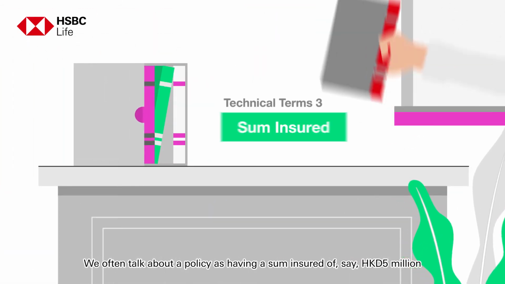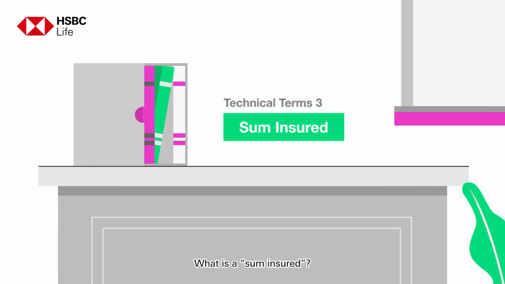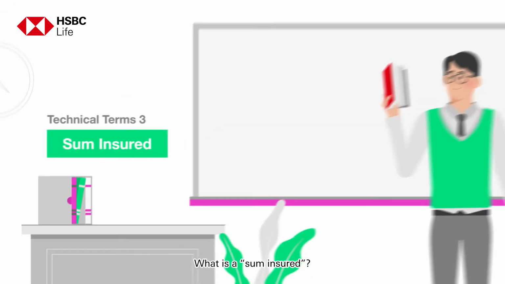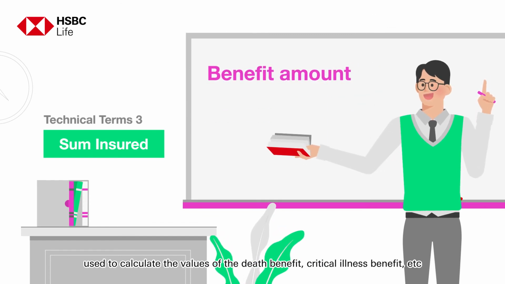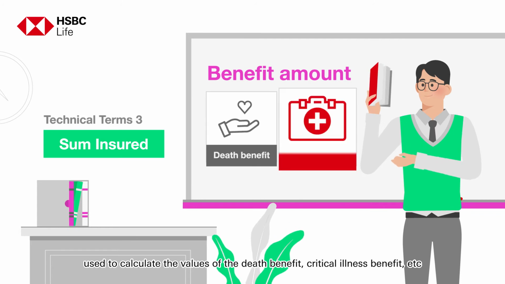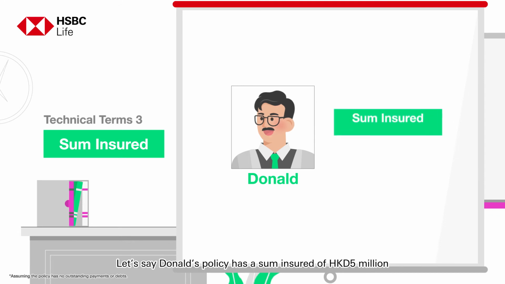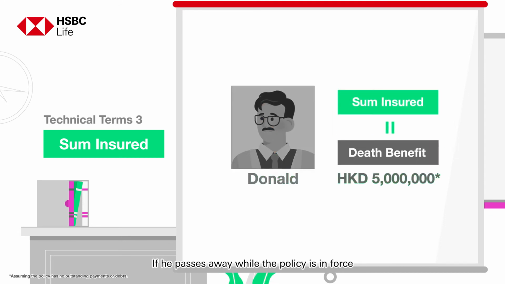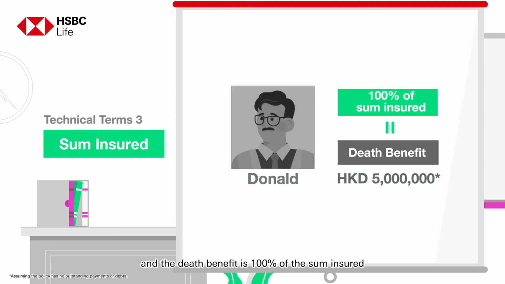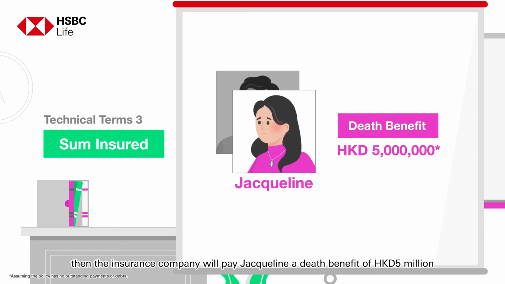We often talk about a policy as having a sum insured of, say, 5 million Hong Kong dollars. What is the sum insured? Sum insured usually refers to the benefit amount used to calculate the values of the death benefit, critical illness benefit, etc. Let's say Donald's policy has a sum insured of 5 million Hong Kong dollars. If he passes away while the policy is in force and the death benefit is 100% of the sum insured, then the insurance company will pay Jacqueline a death benefit of 5 million Hong Kong dollars.